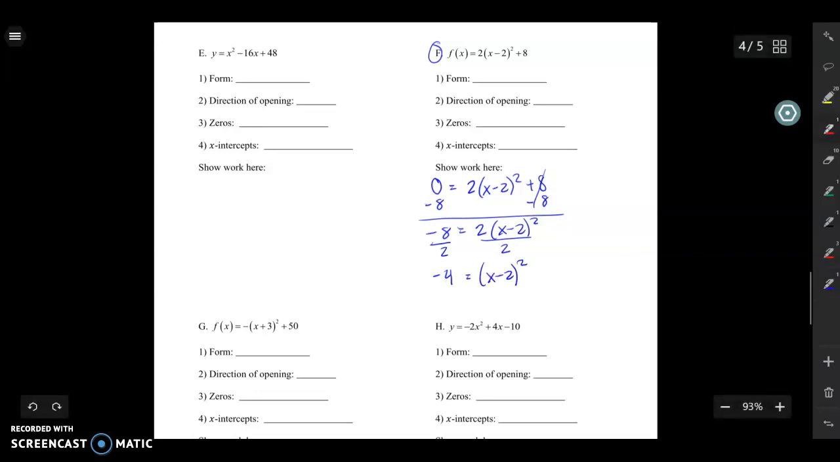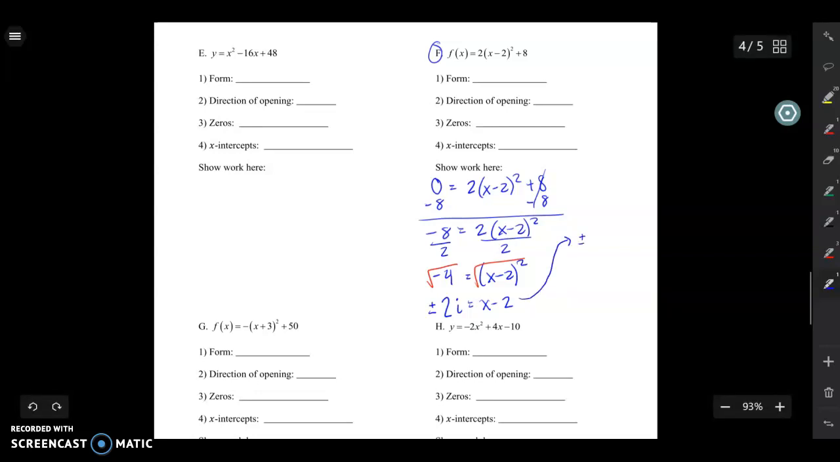Now I've got the perfect square by itself, so I'm going to take the square root of both sides. So on the right side of the equation, I'm just going to have x minus 2. And on the left side of the equation, since I have a negative underneath the square root, I'm going to have an i in my answer. And the square root of 4 is 2. So then the square root of negative 4 would be 2i. And I almost forgot, one of the most important parts is that I have a positive and a negative 2i.